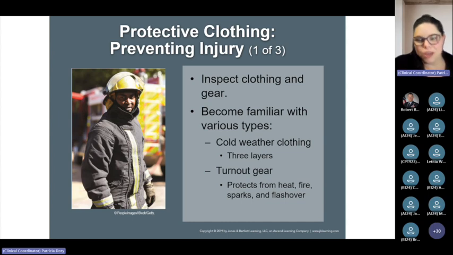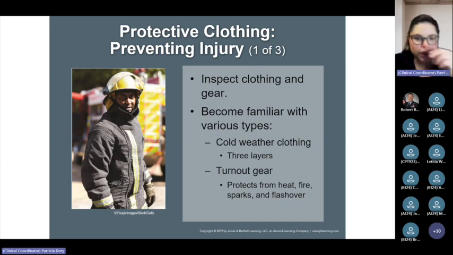Think about if it's cold weather, which it is. The South was not ready for this, so if you're in the South, it's like 11 degrees outside right now. It's ridiculous. Cold weather clothing can be like three layers. So be ready for that.